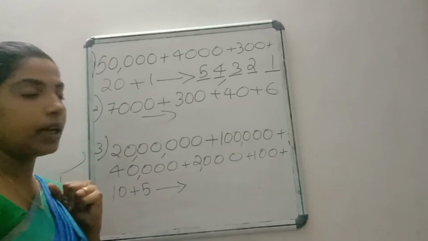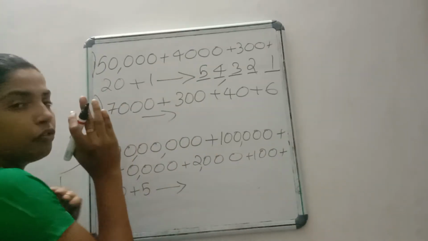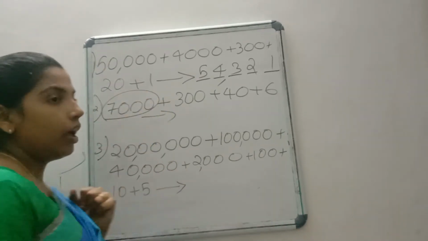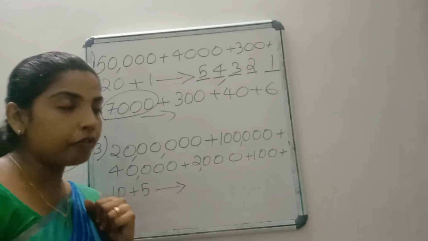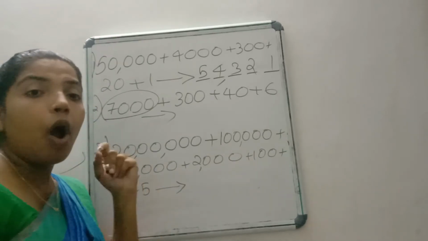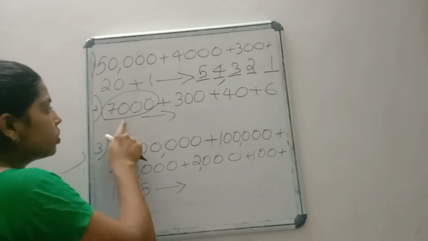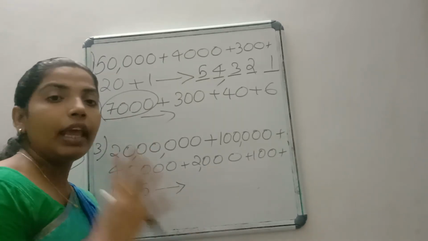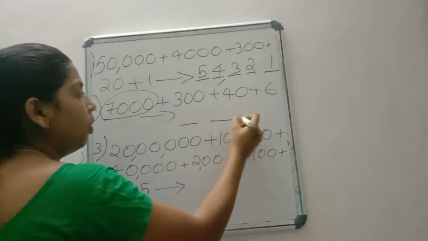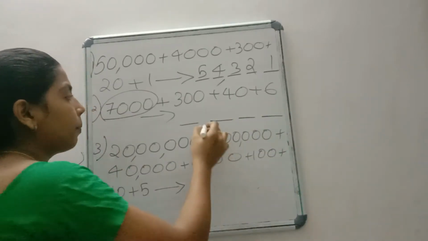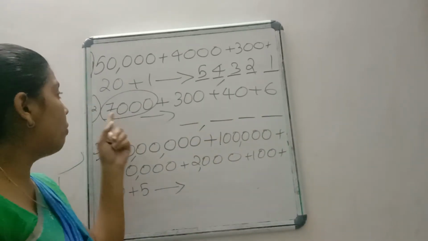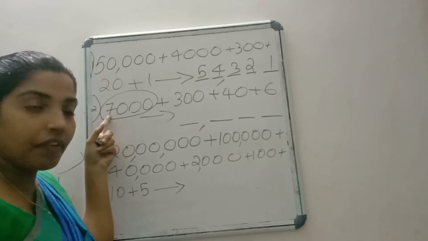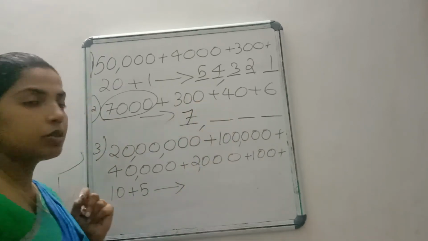Now the second question. Here, what is the first step? Check the first number from this expanded form and count how many digits are there. 1, 2, 3, 4. So we can understand that the answer will be a 4-digit number. So draw 4 lines. Okay. Now what's the next step? Observe the first digit of that first number. Which is the first digit? 7. So write that 7 in the first place.